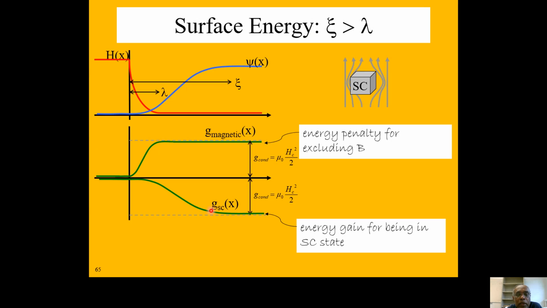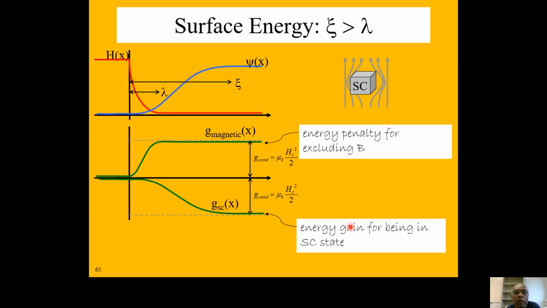But for the superconductivity term, that happens due to the coherence length. So you can see the coherence length is much larger. So if I write the energy, that goes like that. Now if you take the two, you can see this one has much higher energy, right? Because of this part. You can think about this part as the energy penalty for excluding the magnetic field, because there should be some energy penalty to exclude the field, the Meissner effect. Then also there will be an energy gain to be in the superconducting state.